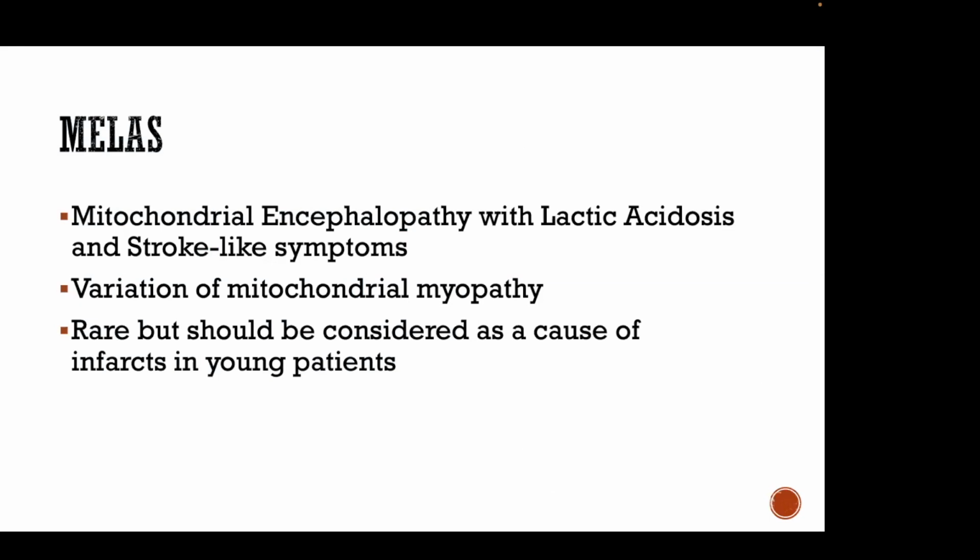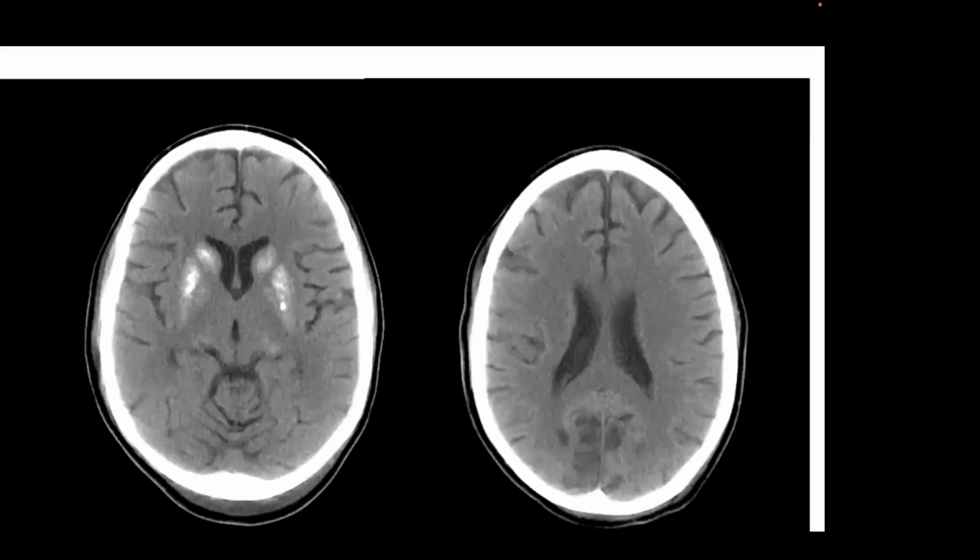So I'll start with MELAS. This is a rare disorder, but it's one that you should be aware of. This is an acronym, based on the initials for mitochondrial encephalopathy with lactic acidosis and stroke-like symptoms. It is pretty rare, but you should consider it as a cause of unexplained strokes in young patients. And family history will help you. Metabolic testing can help you.